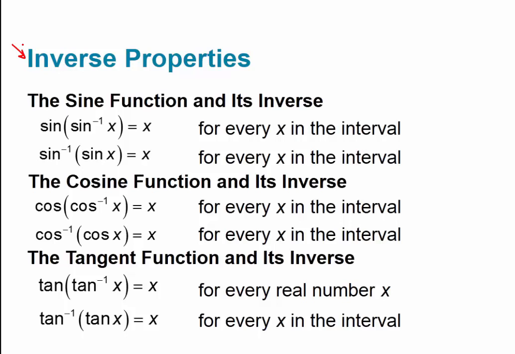So you can see this. If I take sine of sine inverse or sine inverse of sine, they undo each other and leave me with x all by itself. Same thing is true for cosine, same thing is true for tangent, and as I mentioned, we're going to use this a bunch in Chapter 5 when we're solving equations.